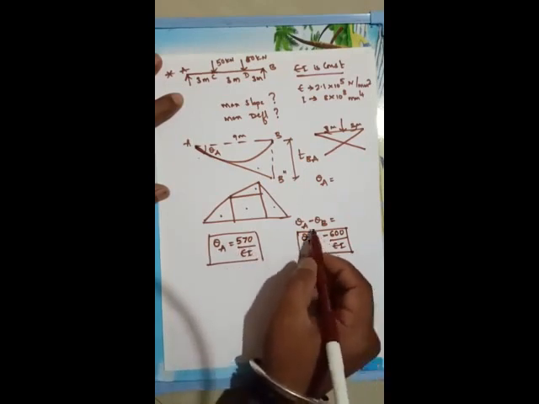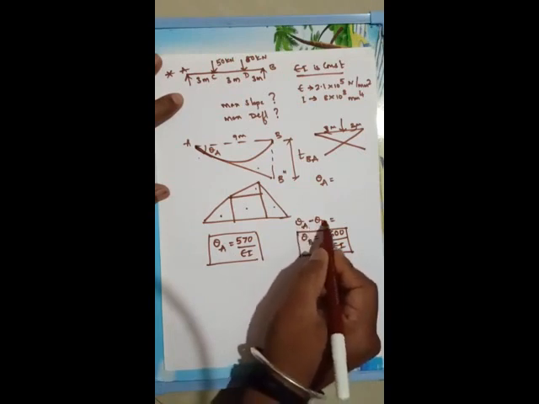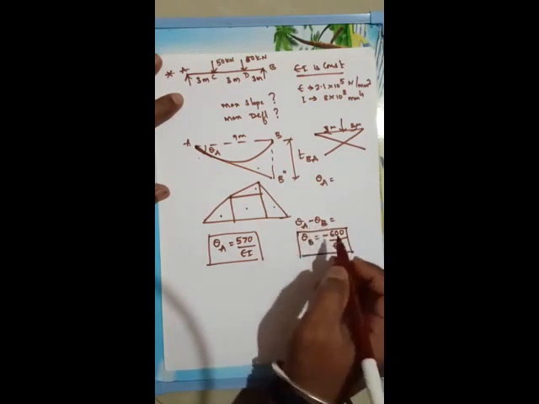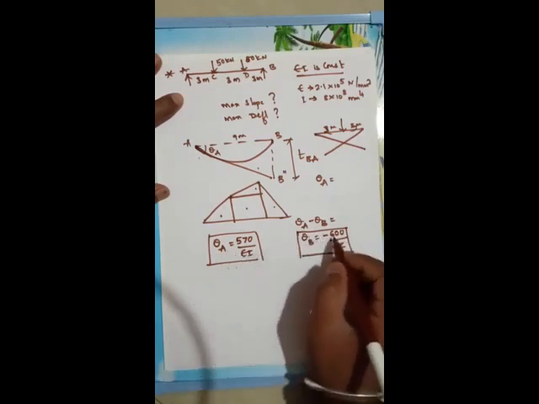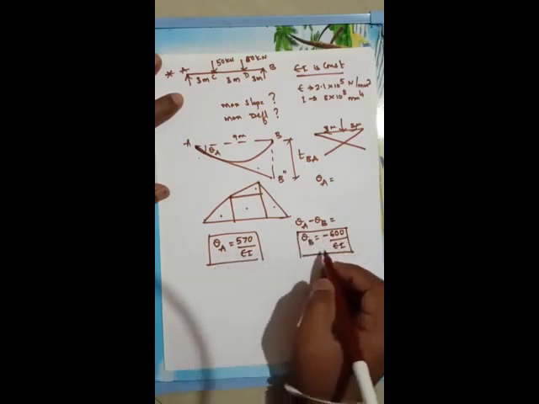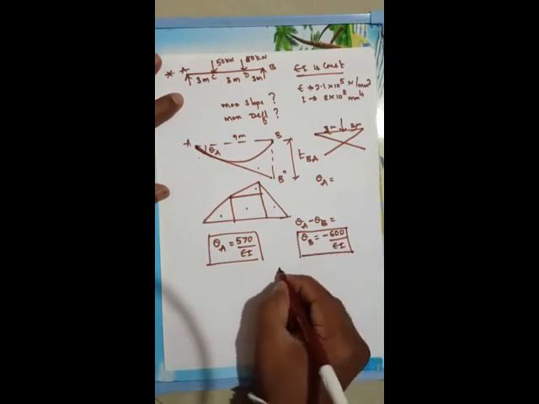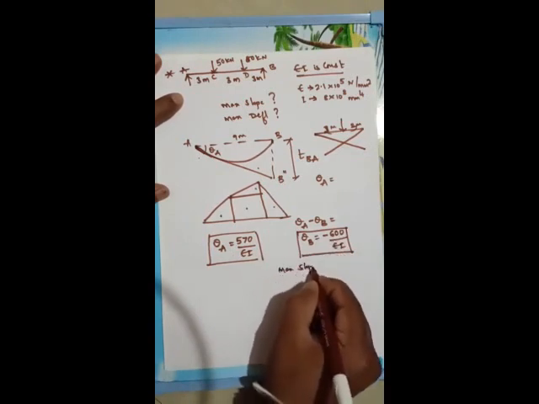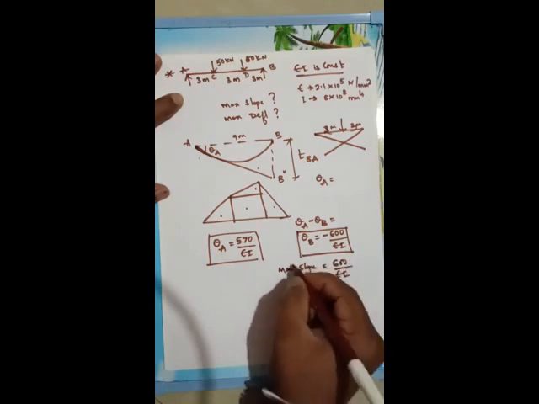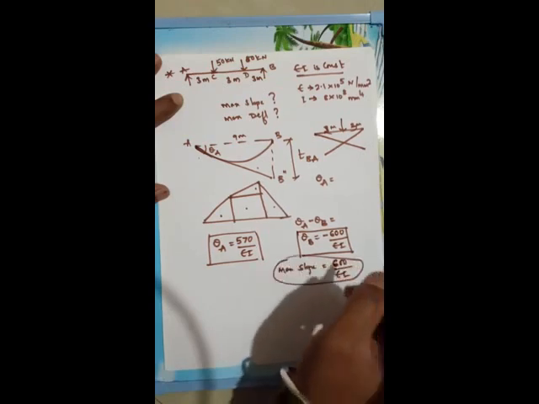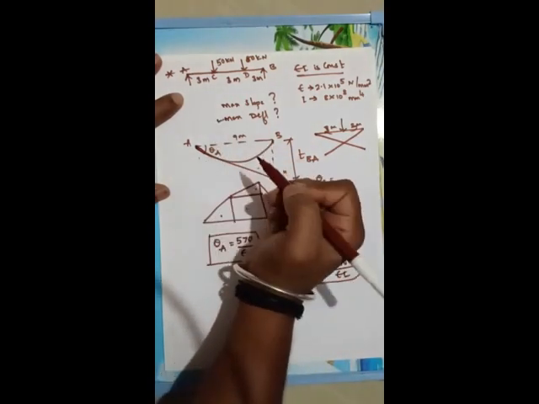Since we have written theta A minus theta B, if you write theta B minus theta A, then the sign will change again. So you need not worry about this minus sign. Ultimately, which one is the maximum slope? The maximum slope is 600 by EI. Then they have asked for the maximum deflection.